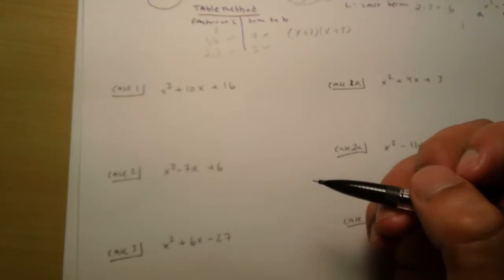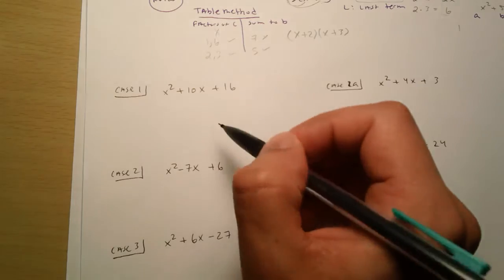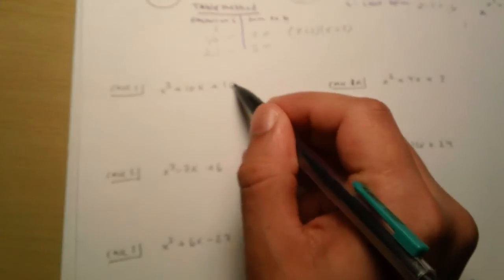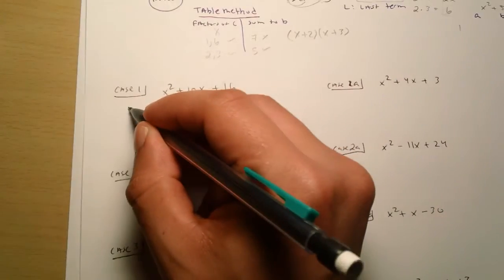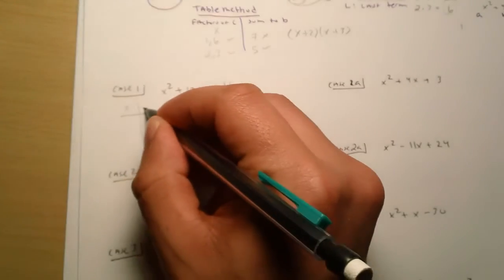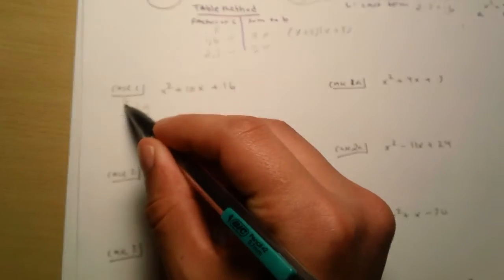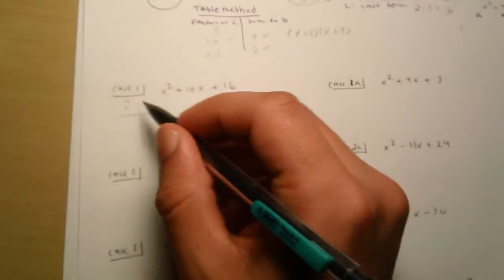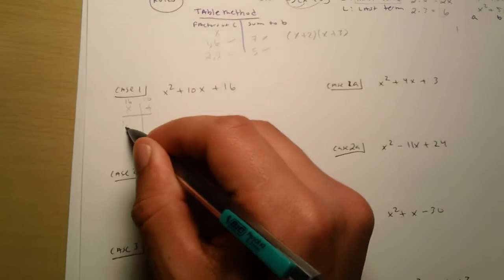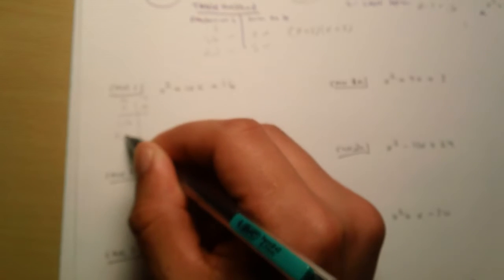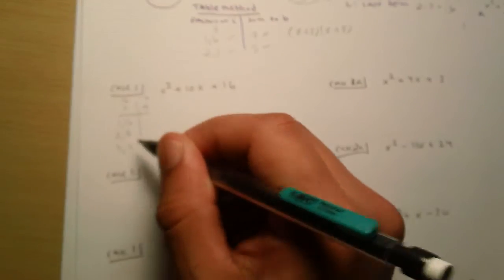Alright, so let's go ahead and do a couple examples here. Alright, so we have x squared plus 10x plus 16. What we're going to try and look for first is all the factors of 16. Okay, so table method. So we're looking for factors of 16 that, whenever they multiply, give you 16, and whenever they're added, give you 10. Okay, so we have 1 and 16, 2 and 8, 4 and 4.